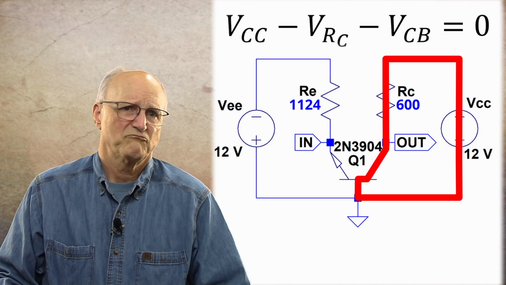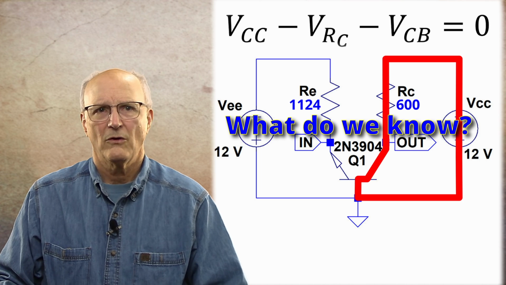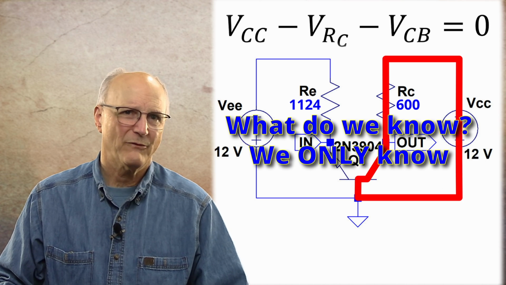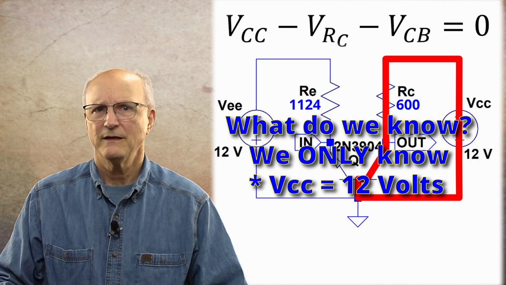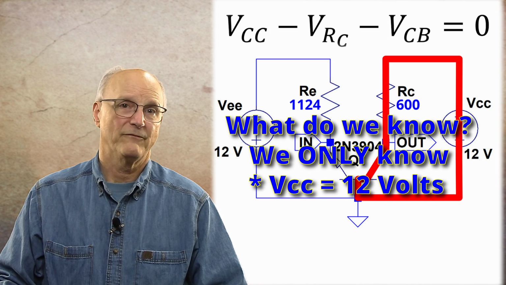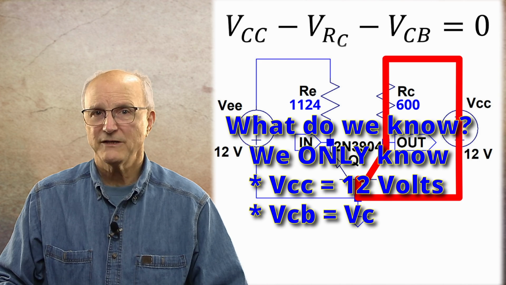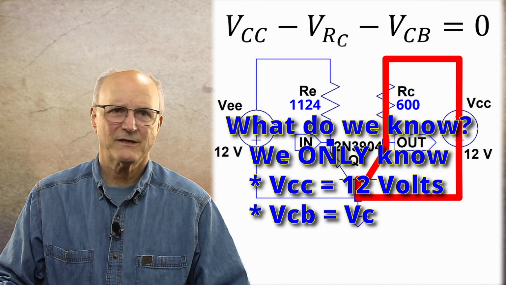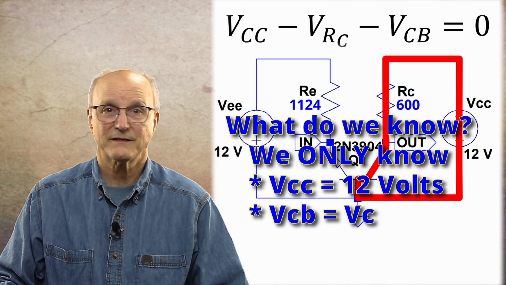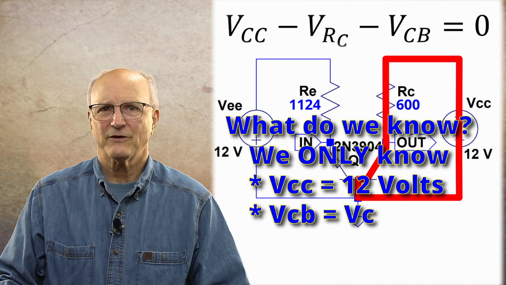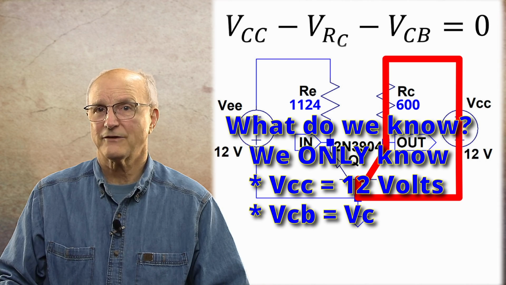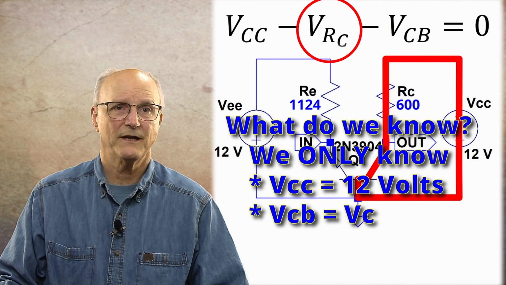So I ask, what do we know? Well, at this point, the only thing we know is that the power supply voltage, VCC, is 12 volts, and the voltage across the collector base junction is the same as the collector voltage because the base is connected to ground. But this leaves us with having to calculate the voltage across the collector resistor, V sub RC.